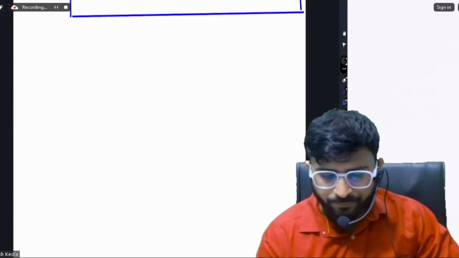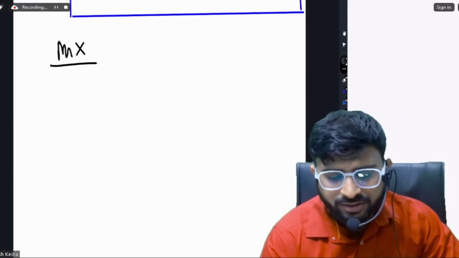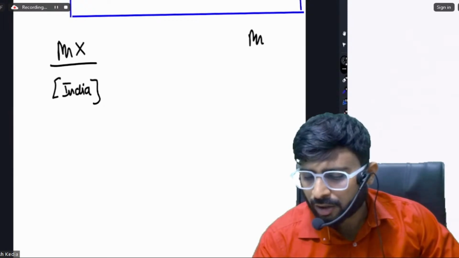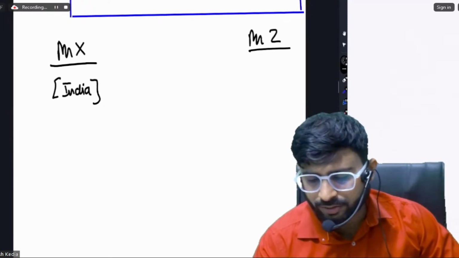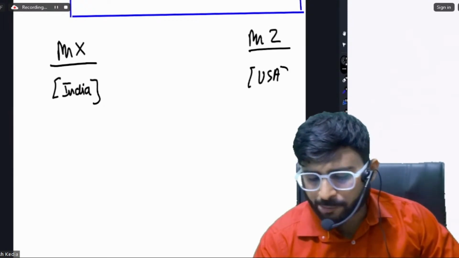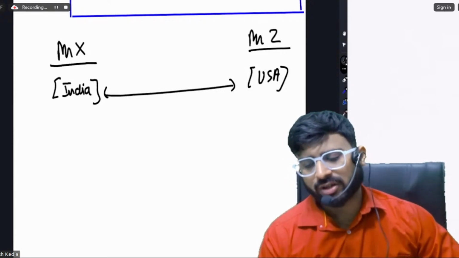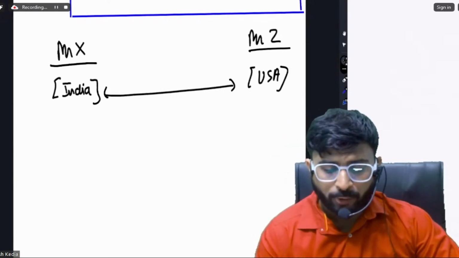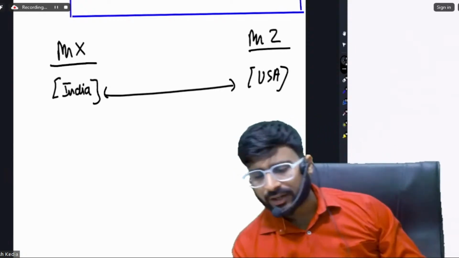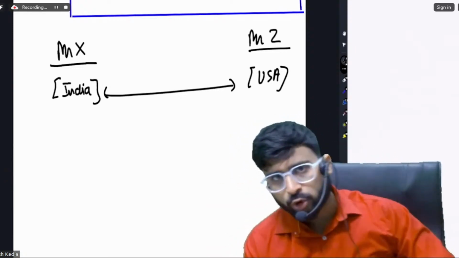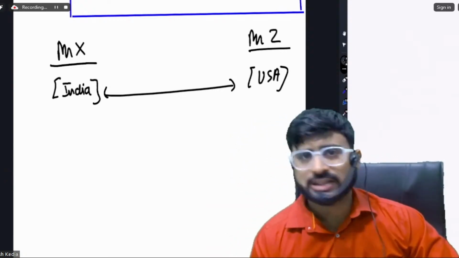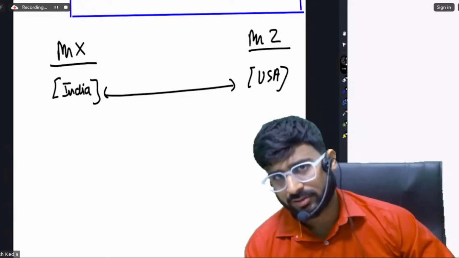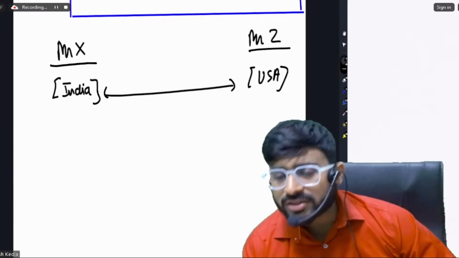But what if Mr. X is from India and Mr. Z is from the US, so India and USA have a trade-related dispute? Who is going to settle that? India will say Indian courts will settle, and the USA will say no, American courts will settle. So in such a scenario, the court system or judiciary of the country fails.